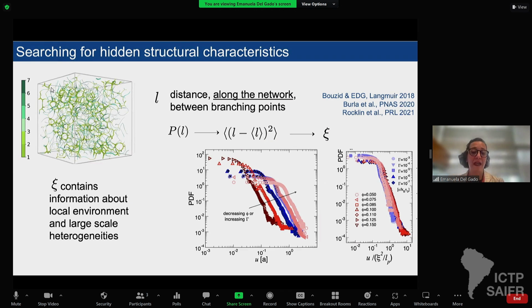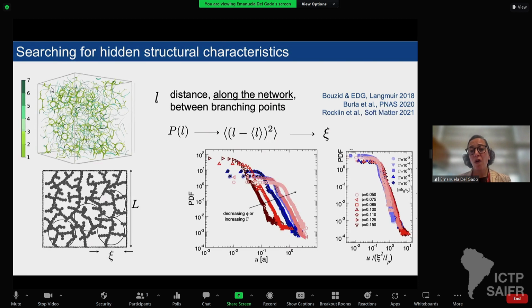So the idea is that this degree of heterogeneity in the network topology that we measure through this length scale is key to what we are trying to understand, because this length scale contains information about the local environment, but also about the larger scale heterogeneities that I have in this type of network if I change the gelation condition and the amount of particles.